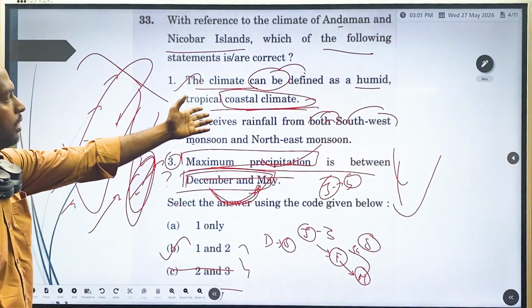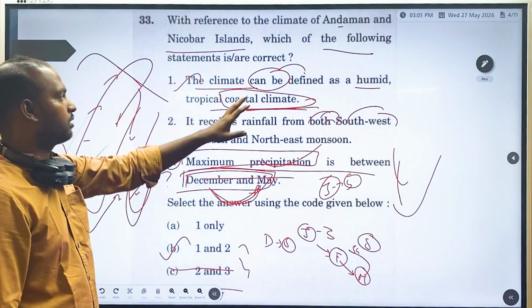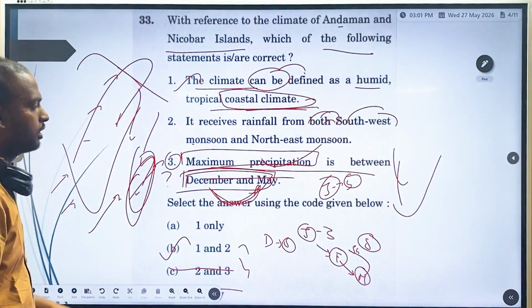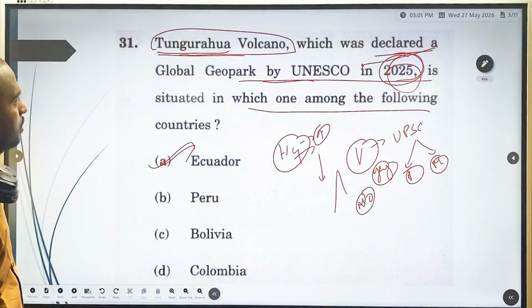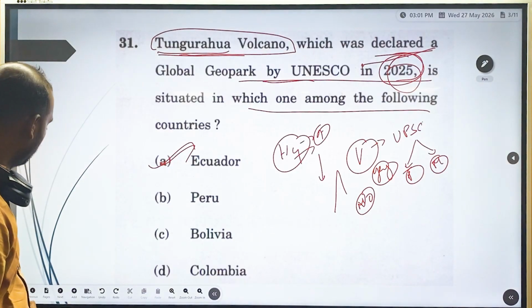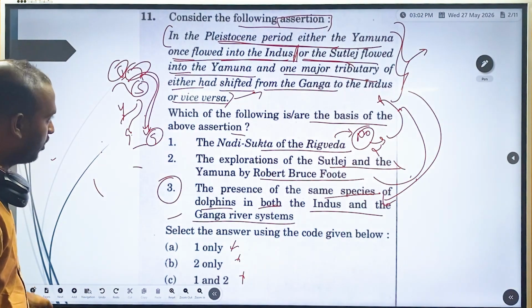So this can be defined in Andaman and Nicobar. The climate is tropical coastal climate, with both southwest and northeast monsoon. It is from June to September, not May. So Ecuador, it is Tungurahua volcano, it is Ecuador. Then finally it comes to the dolphin; with the help of the dolphin, you could have answered.